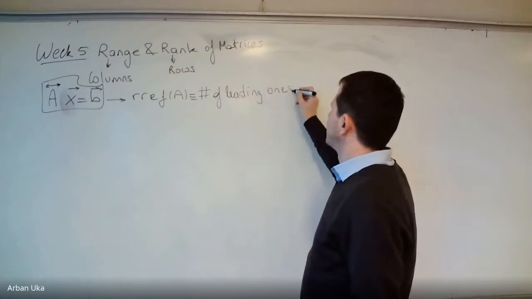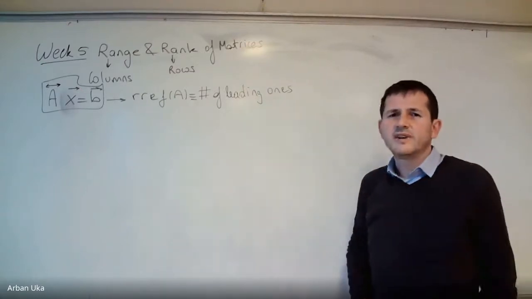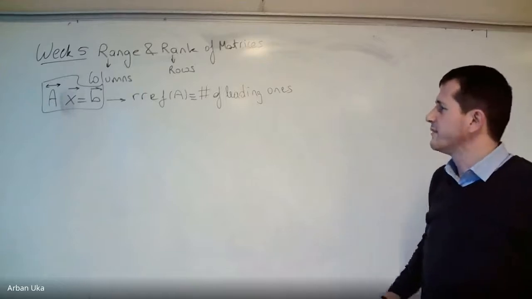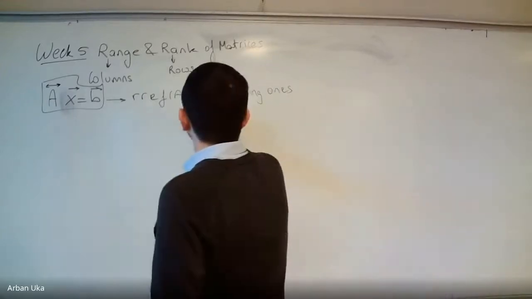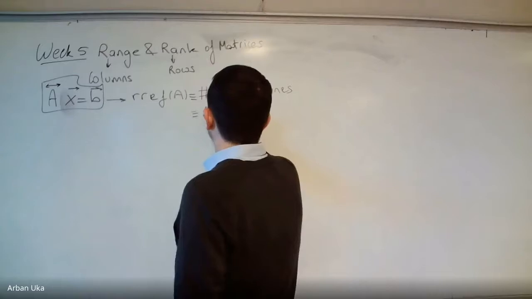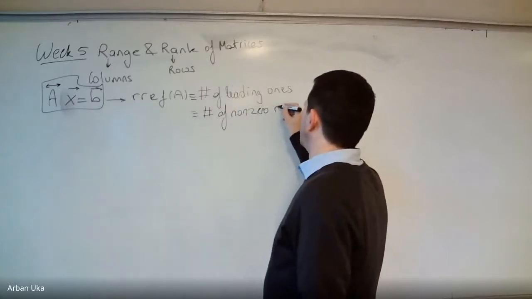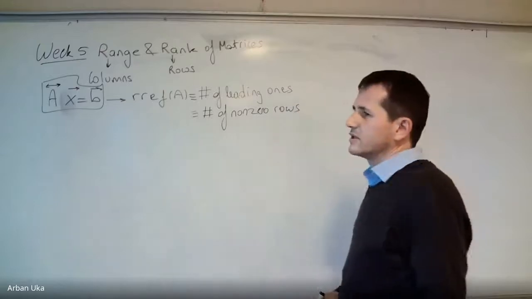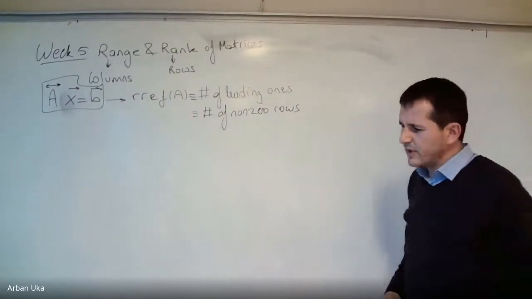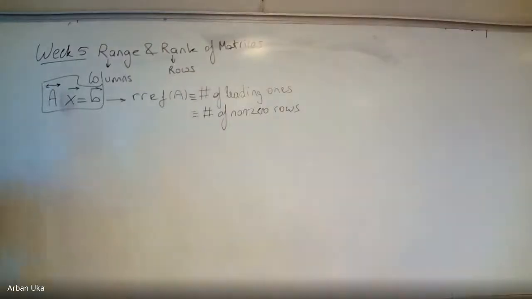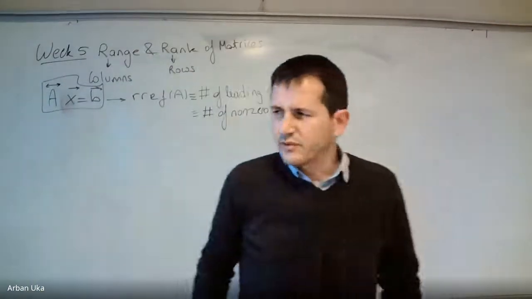So in this reduced row echelon form here, if we look for the number of leading ones, this defines the rank of a matrix. When we say the number of leading ones, we can also call this the number of non-zero rows. So we look at the rows, and if we have any row which figures out to be full of zeros, then we subtract one from the number of rows of a matrix.